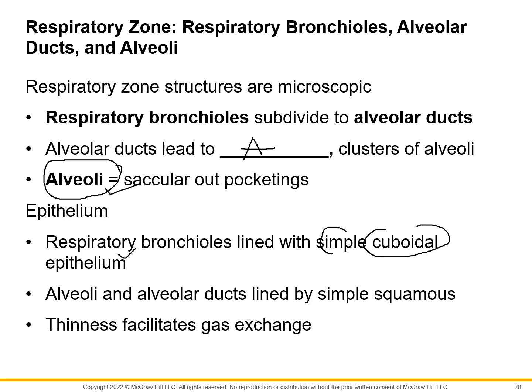the alveoli, it is simple squamous epithelium, the thinnest one possible, so that oxygen can diffuse from gas phase to liquid phase into your blood, and carbon dioxide can go from liquid phase, which is in your blood, to gas phase, and that is how it gets exhaled out.